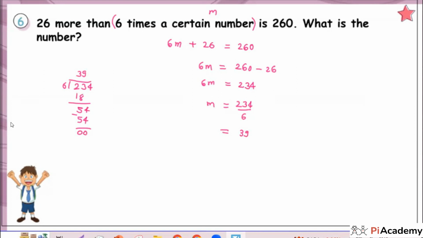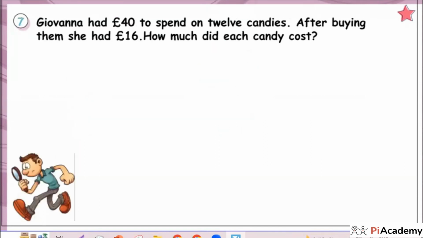And now tell me if anyone has any doubt in this explanation. Okay. So no one has any doubt, right? Very good, everyone. So we can move on to the next question. Okay. So let's have the next question. Yes. Samaira, please read this question.